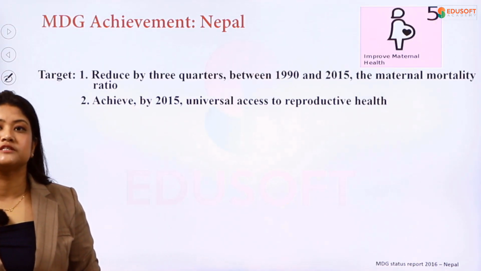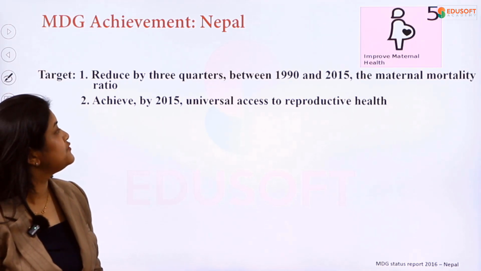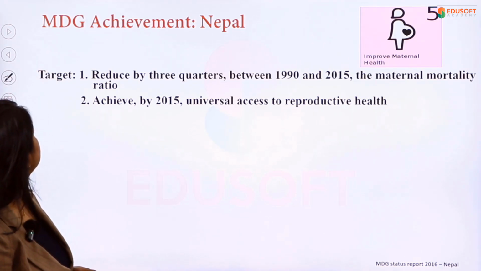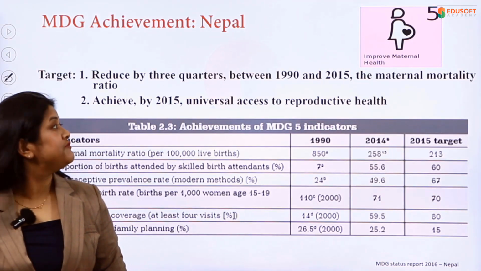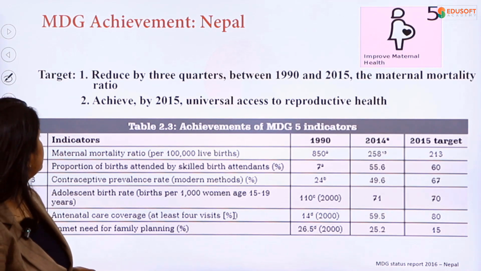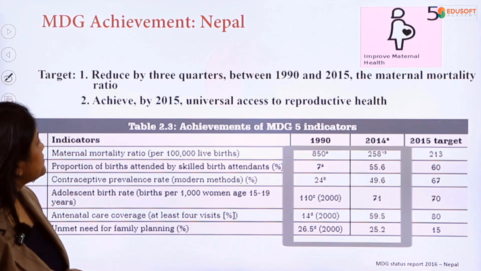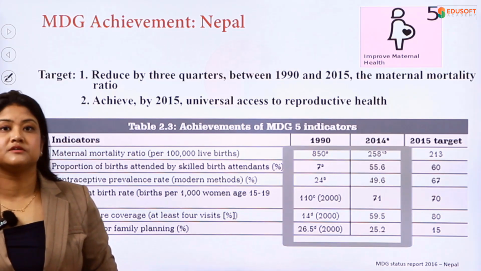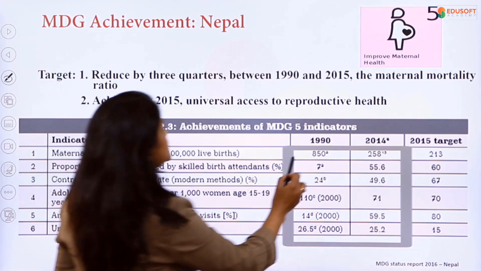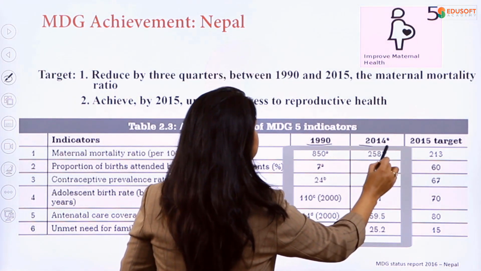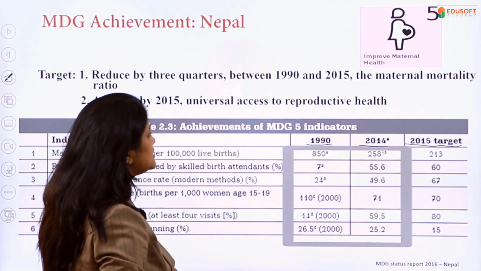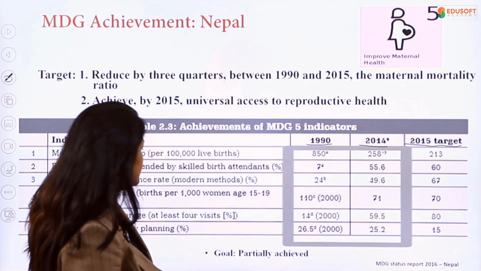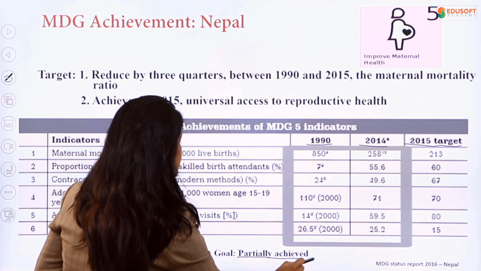So coming to our next goal, Goal 5, improving maternal health. Let's see what Nepal could achieve in terms of Goal 5. We can see here on the screen data from 1990 and 2014, compared with the 2015 targets. So the goal here is partially achieved.